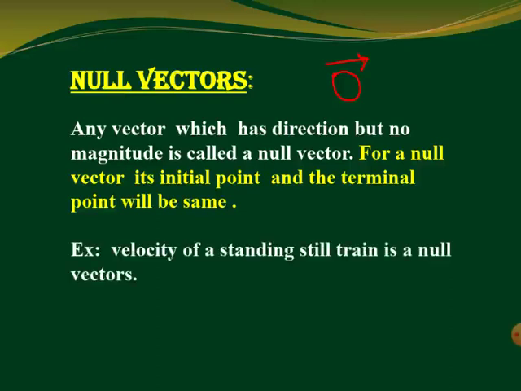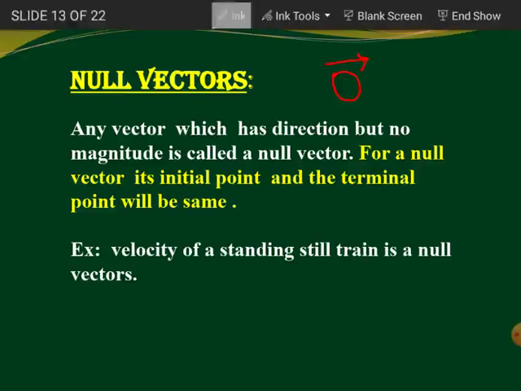Velocity of a standing still train is a null vector. Or when we say that if an object starts from here and comes back here to that initial point again, its initial and terminal points are at the same point.